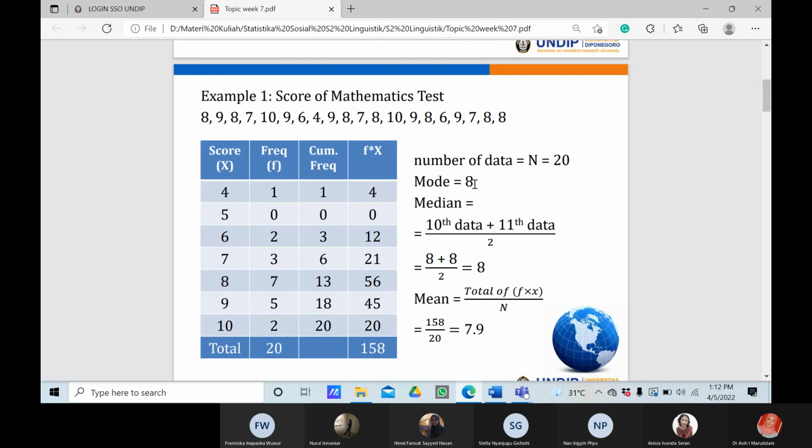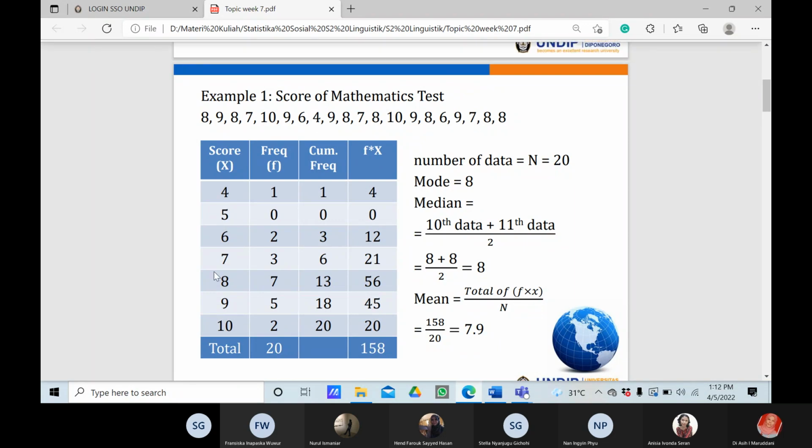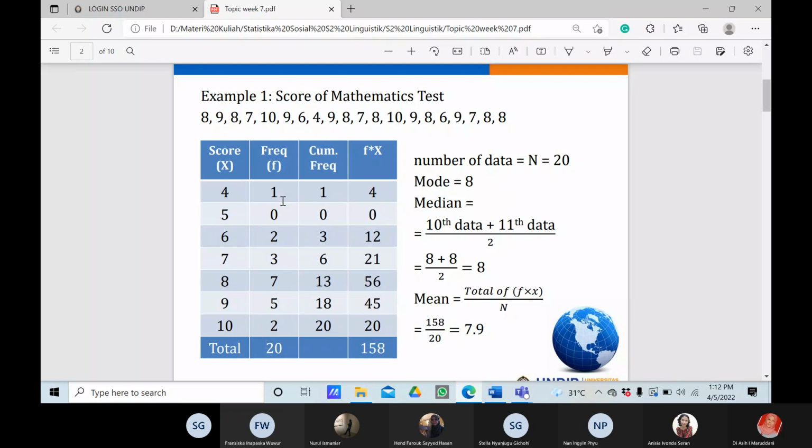Find the mode first, because the mode is also the simple one to calculate. The mode is just the highest frequency from the data, and you can see that the score 8 has the highest frequency from the others. Then the mode is 8. Yes, 8 has 7 frequency, 7 times appearing in the data. So this is the highest one, and the mode of the data is 8.